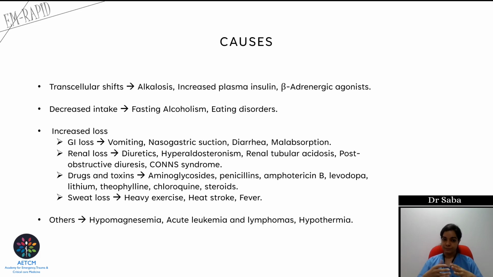When you talk about sweat loss, all the activities that cause increased sweating, heavy exercise, or when you sit out in the sun for a long time, heat stroke, or in cases of fever, when the patient starts to sweat, you have loss of potassium via sweat. Other causes can be hypomagnesemia or acute leukemias and lymphomas and hypothermia. Magnesium and potassium are very closely related, which is why whenever there is hypokalemia, hypomagnesemia also will be seen in such patients.